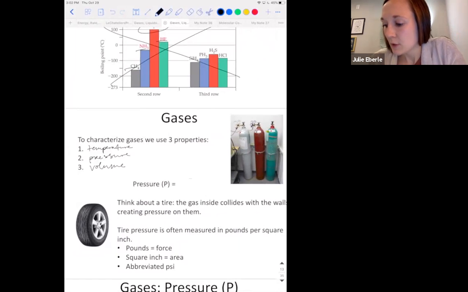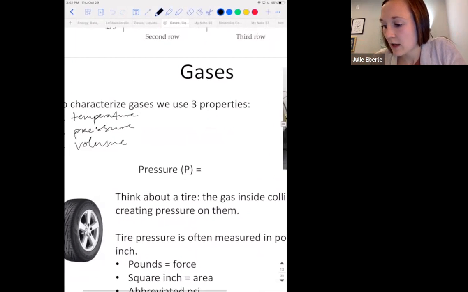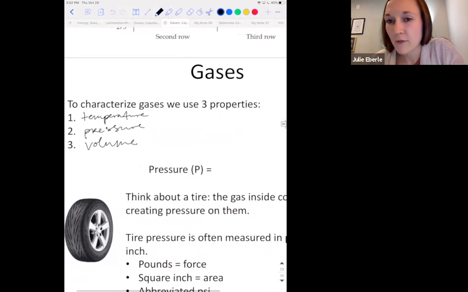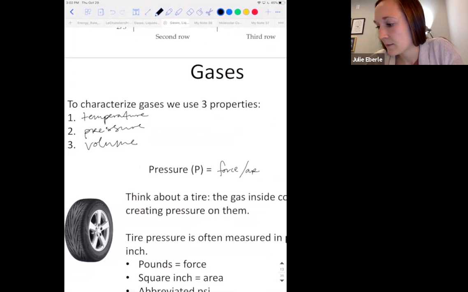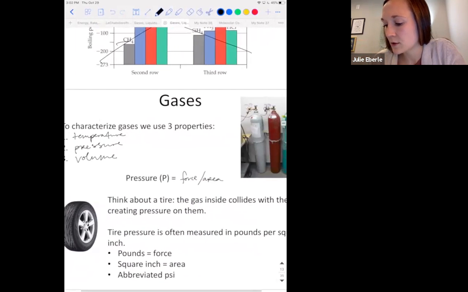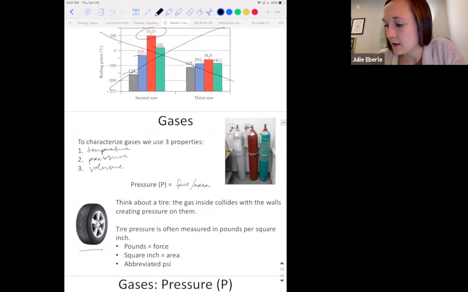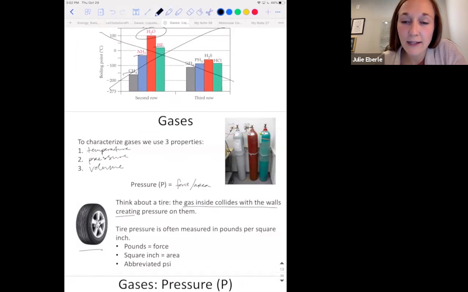So really quick, before we examine some of these pictures I have on the slide, let's define what pressure is. You guys are familiar with the word pressure. But when it comes to the physical property of pressure, it is a force divided by an area. A really good example is I have a picture of a tire on here. Think about this tire. What it says here is that the gas inside collides with the walls, and that's what creates pressure. The gas particles hitting the walls. That's the pressure in your tire, and that's what keeps a tire aired up, right?